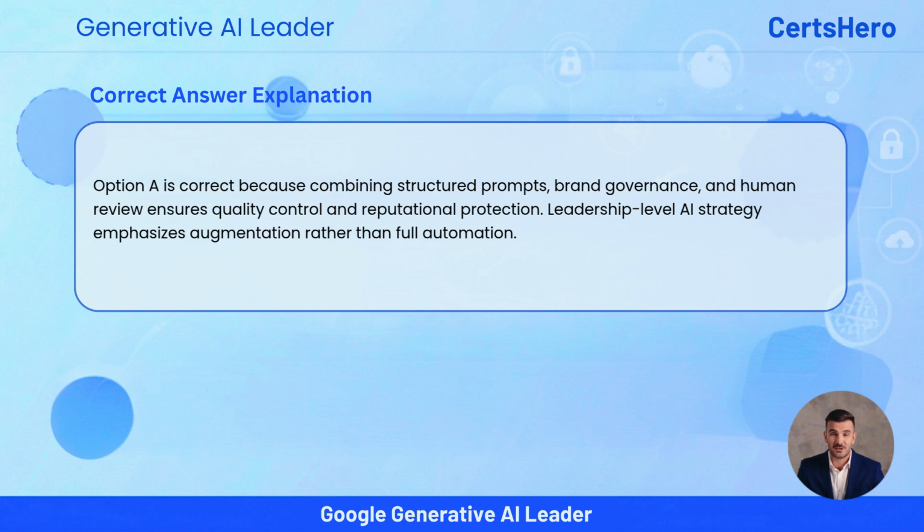Option A is correct because combining structured prompts, brand governance, and human review ensures quality control and reputational protection. Leadership-level AI strategy emphasizes augmentation rather than full automation.